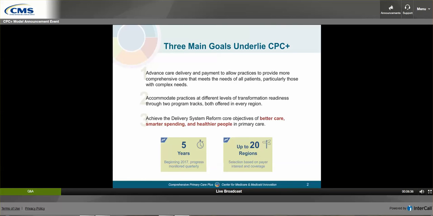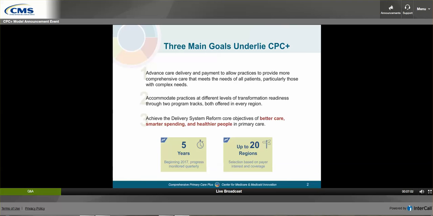I want to talk about the three main goals that underlie CPC Plus. And as a practicing general internist, I'm fully aware of the myriad problems in primary care, both in terms of patient outcomes and the burdens practices face in improving those outcomes. And what we're trying to do here is fix those problems, and by doing so to achieve the primary care model goals of better care, smarter spending, and healthier people.